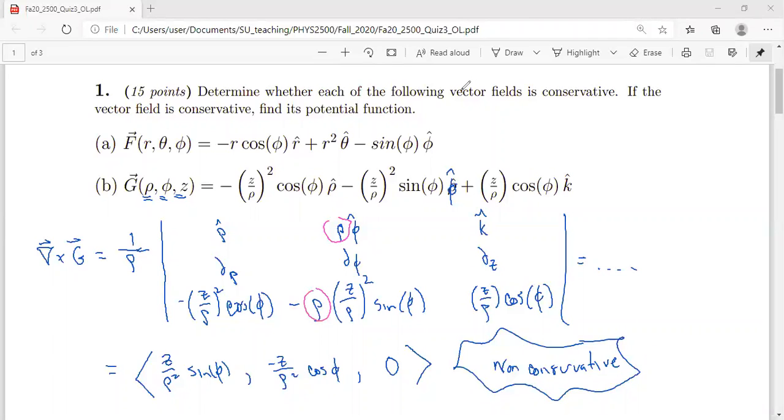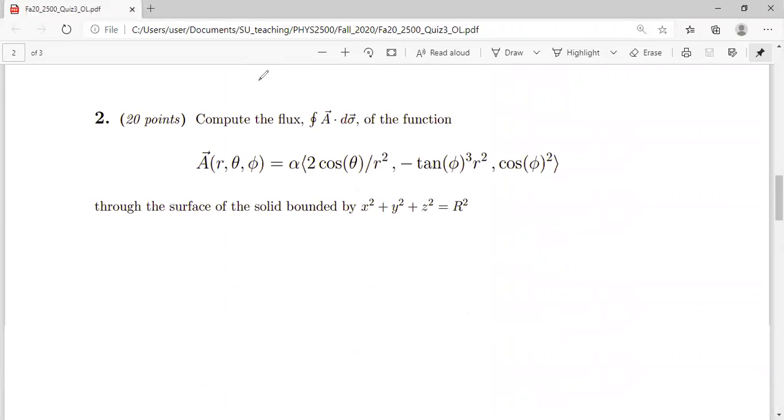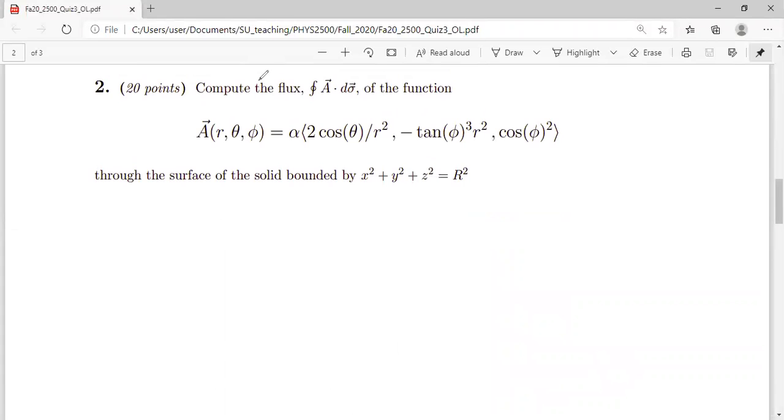So that is question 1. Same thing, we just have curvilinear coordinates. Okay, question 2. Again, a lot like a question that we had on the last quiz, where there's a vector function. This time it's in spherical polar coordinates, and there's a surface, and you're asked to compute the flux.